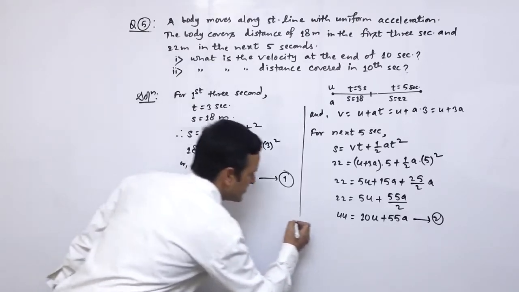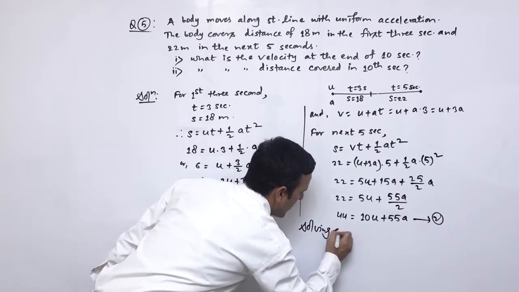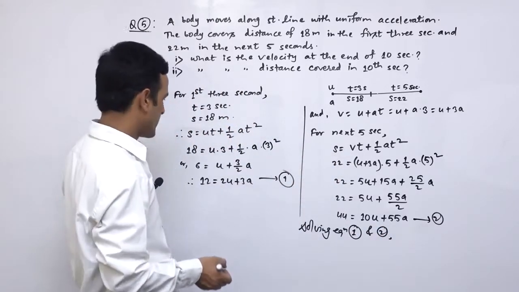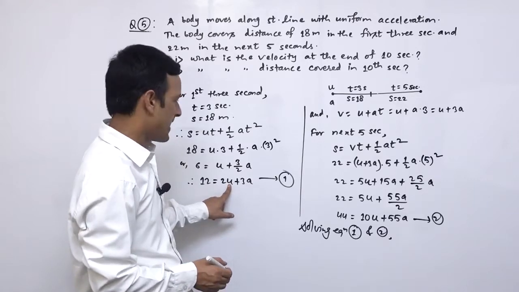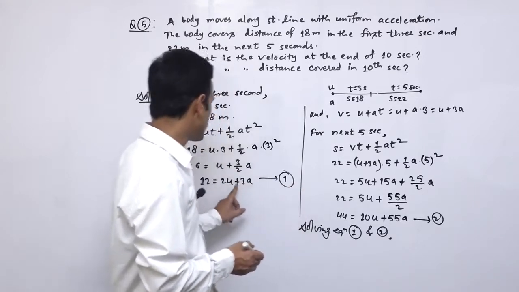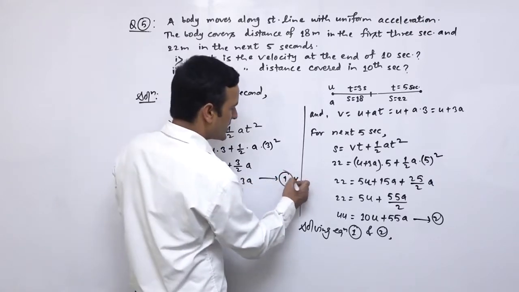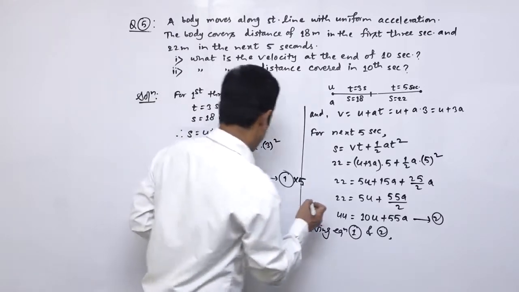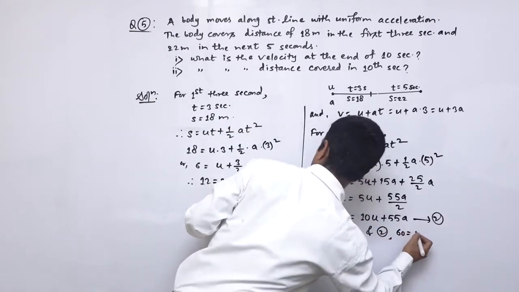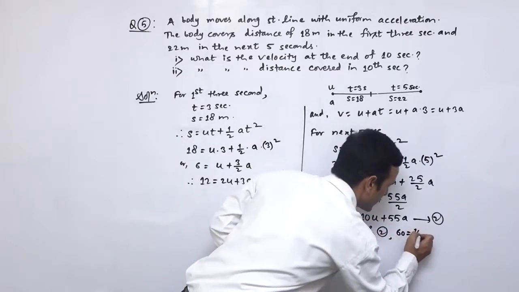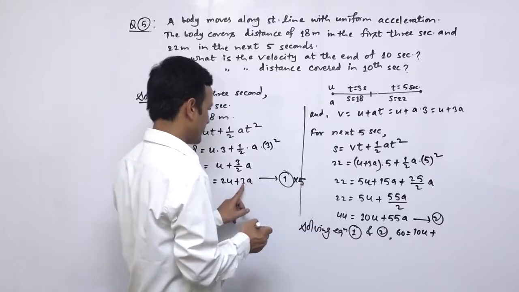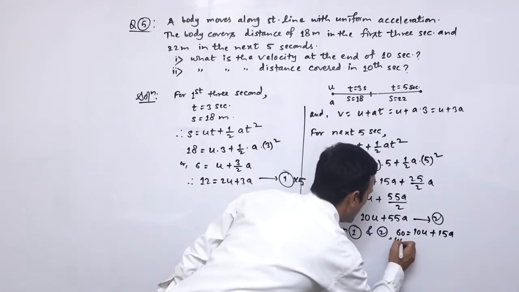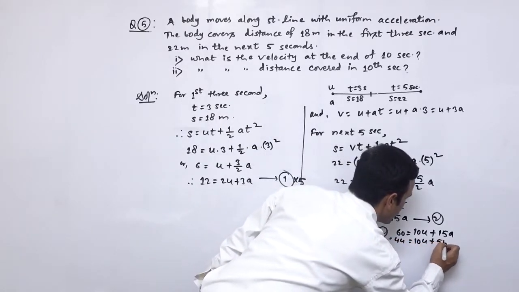So now solving equation 1 and 2, here is 2u and there is 10u. So make it equal by multiplying equation 1 by 5. When multiplying by 5, this term can be eliminated. 12 into 5 is 60, is equal to 5 into 2u, 10u, plus 5 into 3a, 15a, and here is 44 is equal to 10u plus 55a.